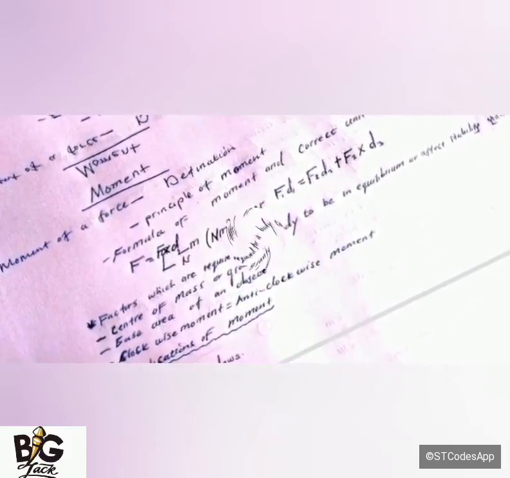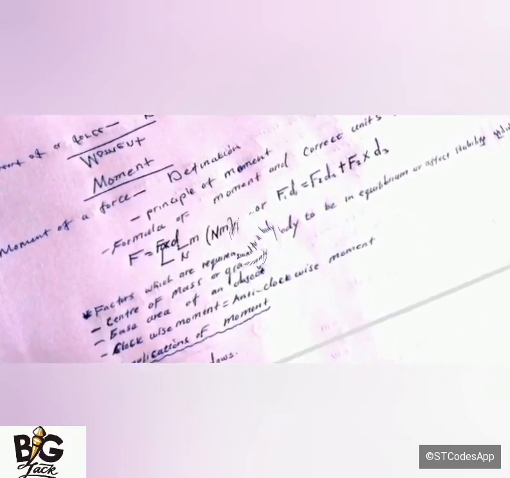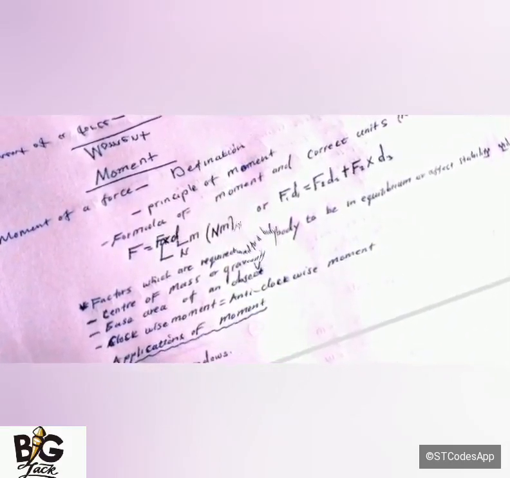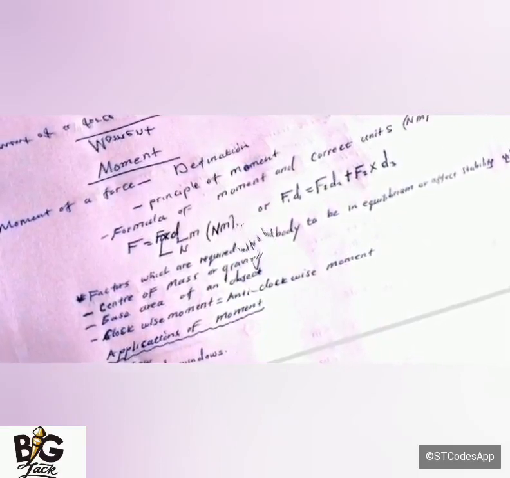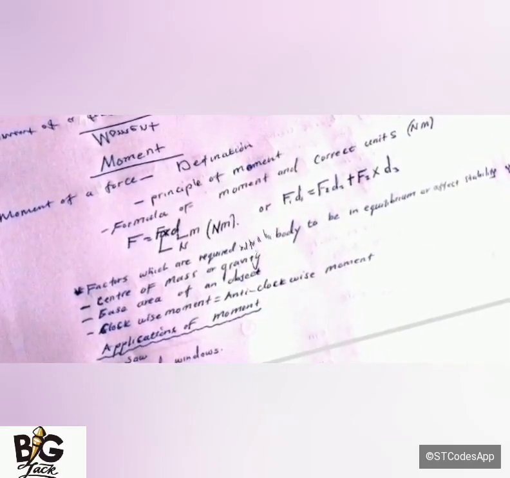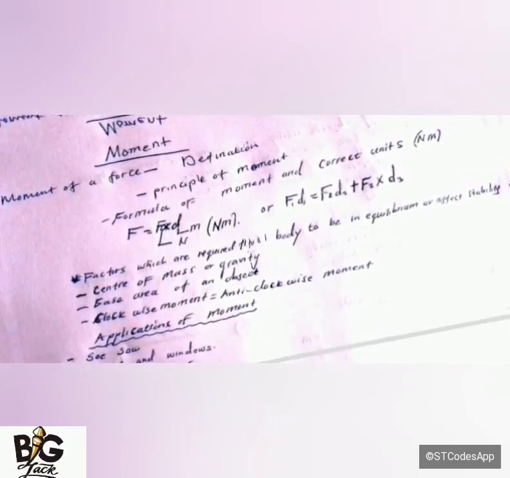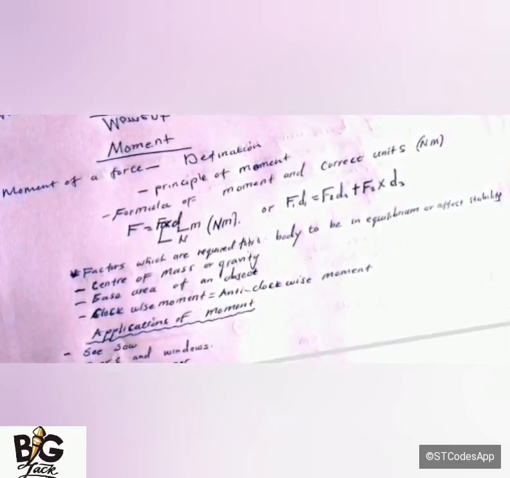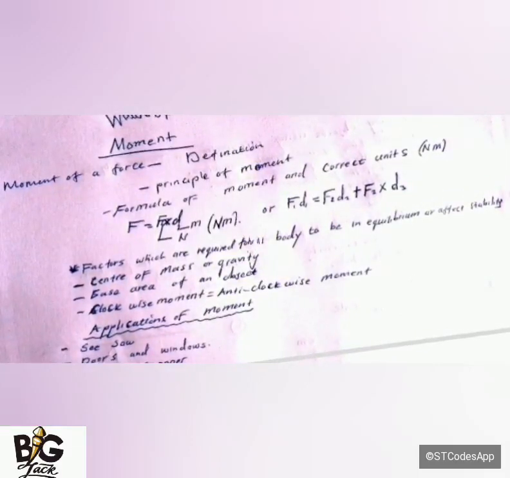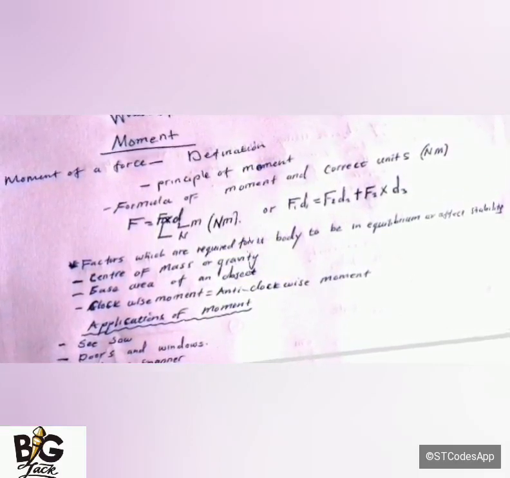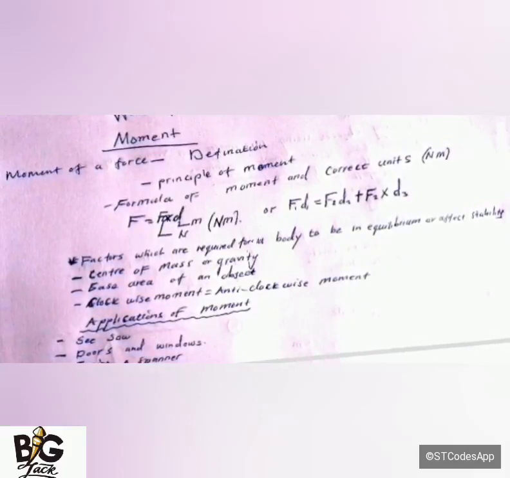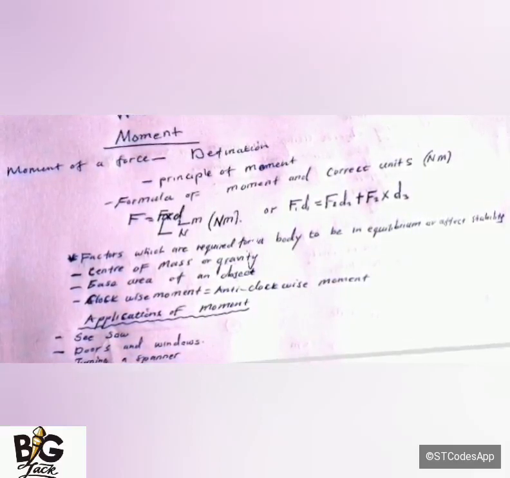As for the principle of moments, it says that for a body to be in equilibrium, the sum of clockwise moments is equal to the sum of anticlockwise moments about the pivot. So I'm saying for a body in equilibrium, the sum of clockwise moments is equal to the sum of anticlockwise moments at the pivot.